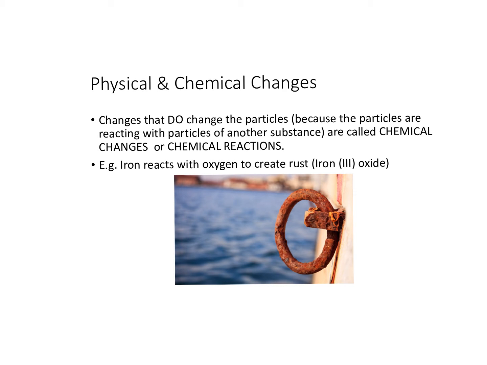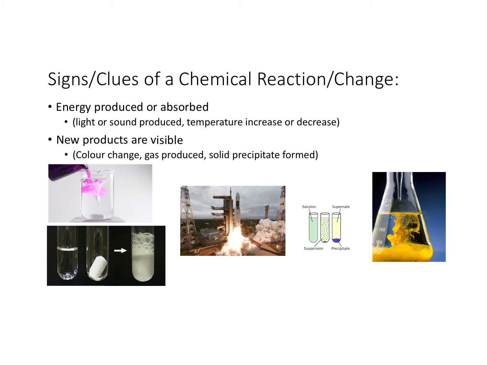In contrast, we have chemical changes where the particles themselves are rearranged and create different products. And these particles are reacting with another substance. So here we have iron reacting with the oxygen in the air to create iron 3 oxide, which colloquially we know as rust. So there are 2 major signs that a chemical reaction has taken place.